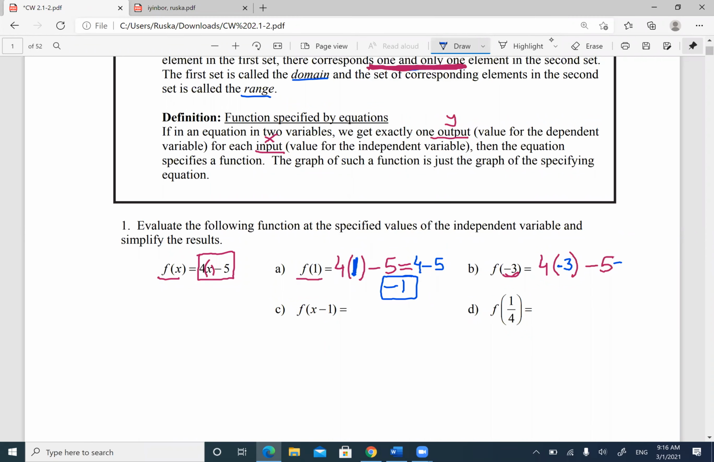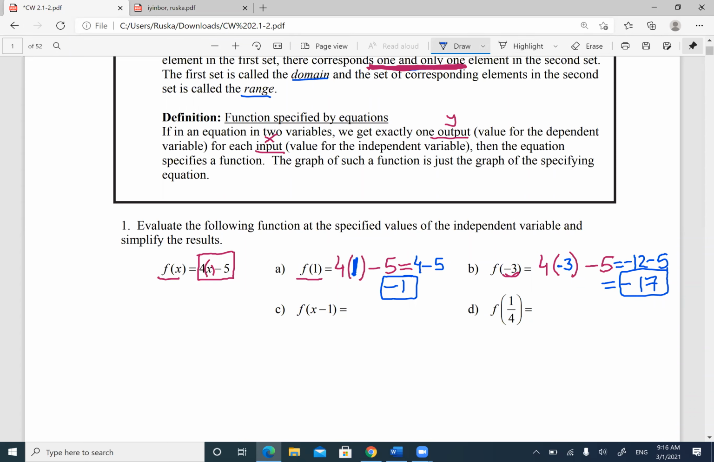So what are you going to get? 4 times negative 3 is negative 12. Minus 5 is exactly negative 17. Good job. So the answer is negative 17. Okay? Then let's do the next one.